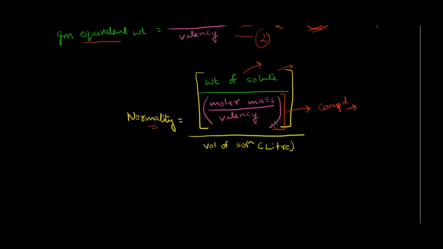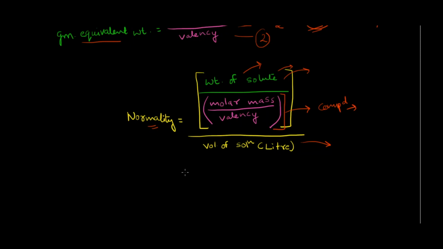This whole thing is divided by the volume, right? So the first thing is some amount and the last thing is also some amount, and in between we have the molecular mass by valency ratio or gram equivalent weight. As we will see some examples, I'm sure you will remember this formula by heart. You know, this is easy, not that difficult to remember.